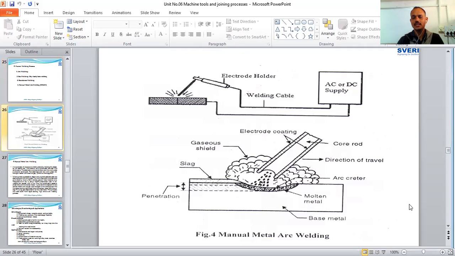So this is the diagram. In arc welding, we supply AC or DC current to the electrode holder, and here one metallic rod, the electrode, is provided. On that electrode rod, flux is provided. Why? What is the importance of flux?